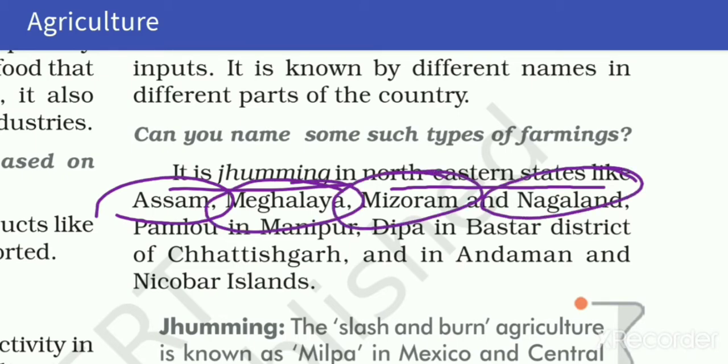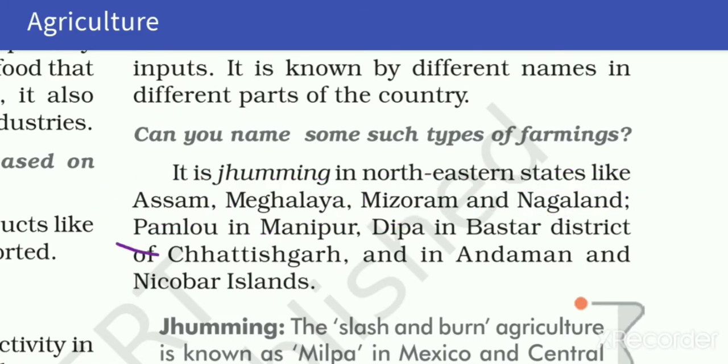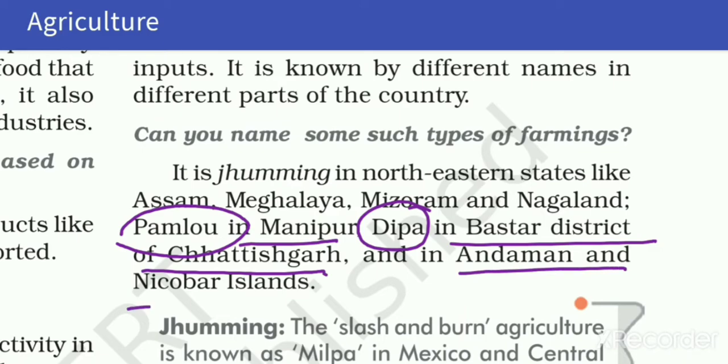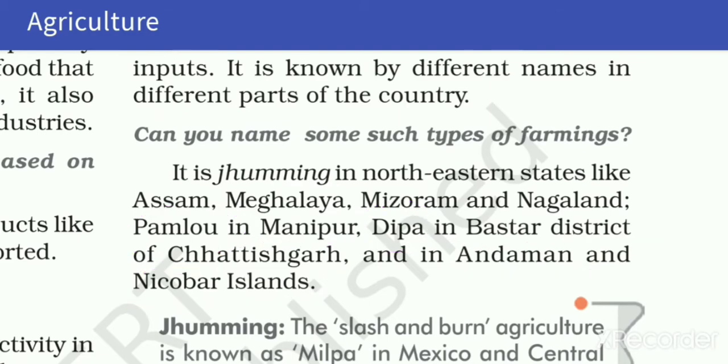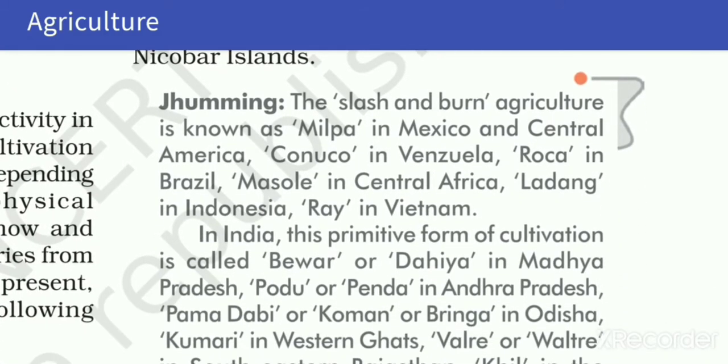While it is known as Pamlo in Manipur and Dippa in Bastar district of Chhattisgarh as well as Andaman and Nicobar Islands. So these are the other names of slash and burn farming or shifting cultivation. Jhuming or slash and burn farming is further known by different names in different countries. So here you can get the different names which are mainly used in different countries. So I should move to the next topic.